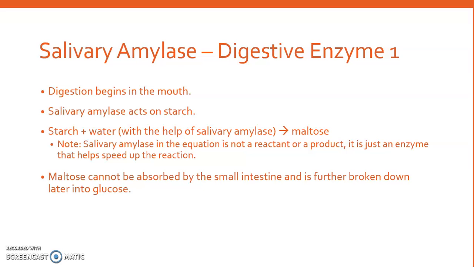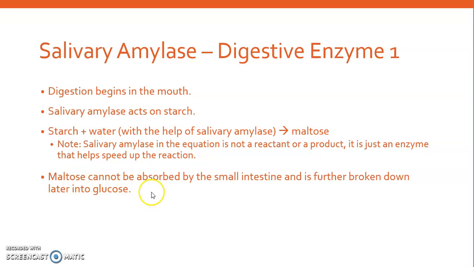This is our first digestive enzyme. So chemical digestion begins in the mouth. Salivary amylase acts on starch. So when starch is combined with water, that automatically starts some breakdown of the starch, but with the help of salivary amylase, it completely gets broken down into maltose, okay? So in this reaction, starch plus water, salivary amylase is not a reactant or a product, it is just an enzyme that helps. So starch plus water with the help of salivary amylase creates maltose.